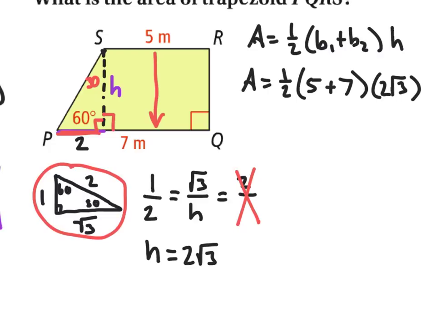All right, so real quick here, we have 1/2 times 2, they cancel out. Our area is going to be 12 square root of 3 square meters. Give exact answers if possible.